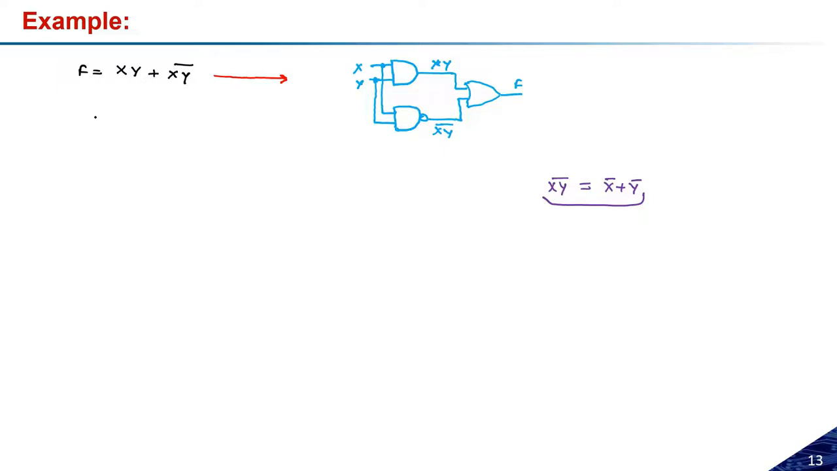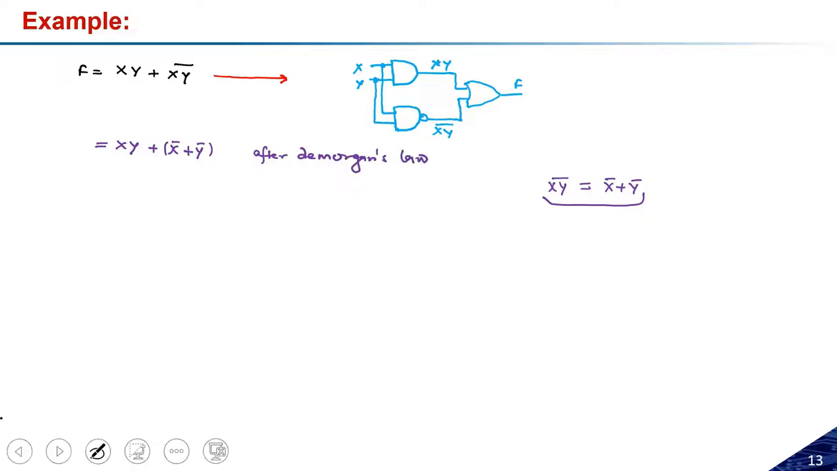If I simplify after applying De Morgan's law, the expression will be xy plus x complement plus y complement. This is the expression we get after applying De Morgan's law. Now, if we try to make some group, you can use some other law. So here I have xy plus, let us try to make the y complement.